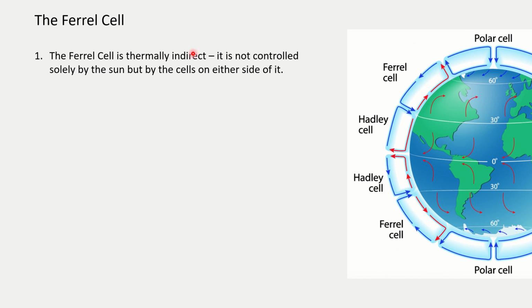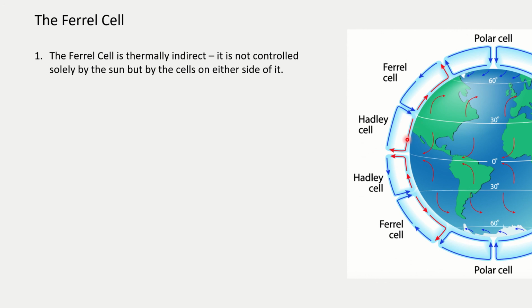The Ferrel cell is thermally indirect. That means that it is not controlled solely by the sun, but by the cells on either side of it. If you've ever played with Lego and you've had those wee gears that mesh together, you'll know that when one cog turns this way, the next cog along turns in the opposite direction. And very much these cells operate like gears or cogs. So that's a way to remember the direction of the movement.